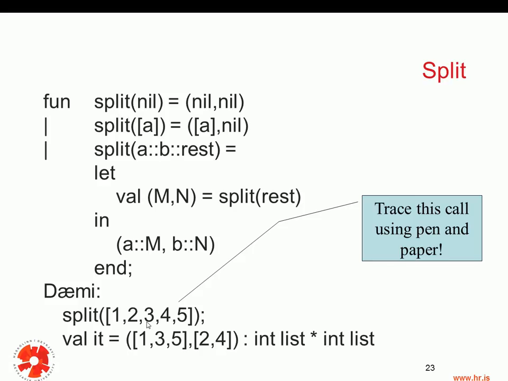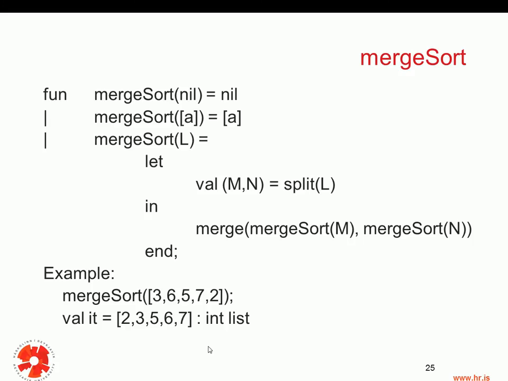Like here, we split the list 1, 2, 3, 4, 5, and we get back a pair that contains the list 1, 3, 5, and 2, 4. So if you think about this example that we were looking at, M is equal to the list 1, 3, 5, and N is the list 2, 4. Once we have those two lists, we recursively sort the first list M and the second list N. And once they have been sorted, both of them, we merge them together.